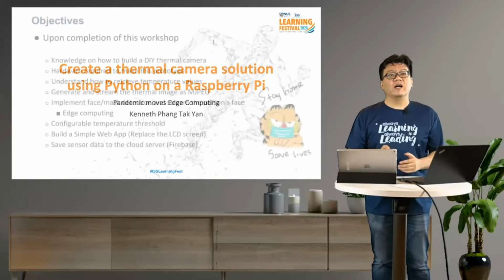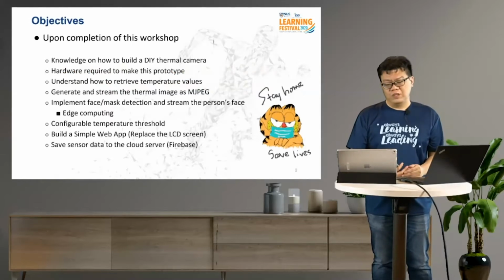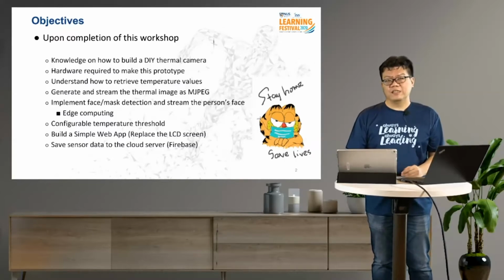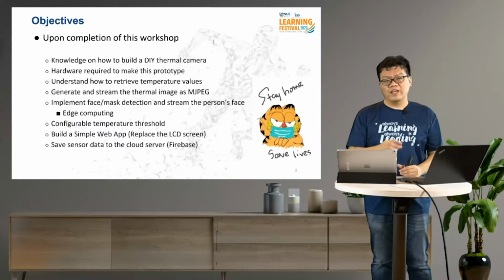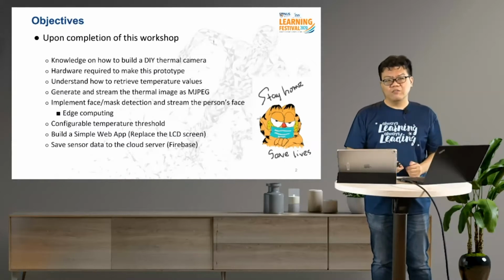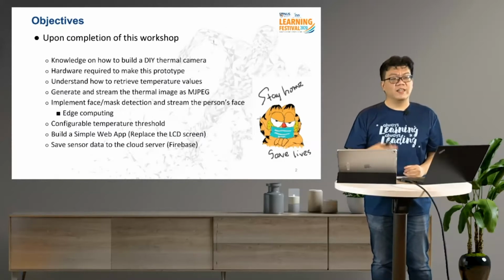In this workshop, you will learn how the device is built, the hardware and bill of materials included in this prototype, and how the temperature sensor data is retrieved. Most devices show your picture in front, with a thermal image shown, sometimes overlapping or on the left side of the device. I will generate a thermal image from the temperature values picked up from the sensor. And lastly, I will detect that the person standing in front is a human.